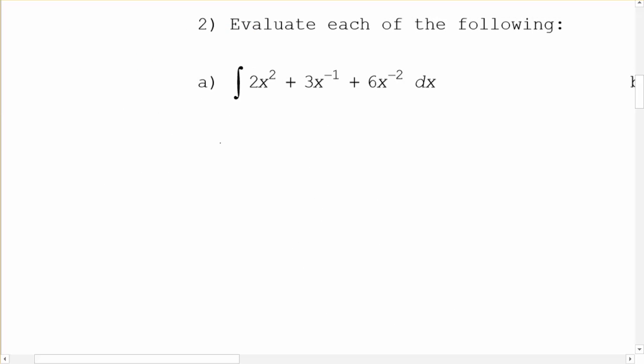So what is that? Does it turn into a 2 over 3x to the third? Is that right? How did I do on that one? Good. What's the next one going to become?